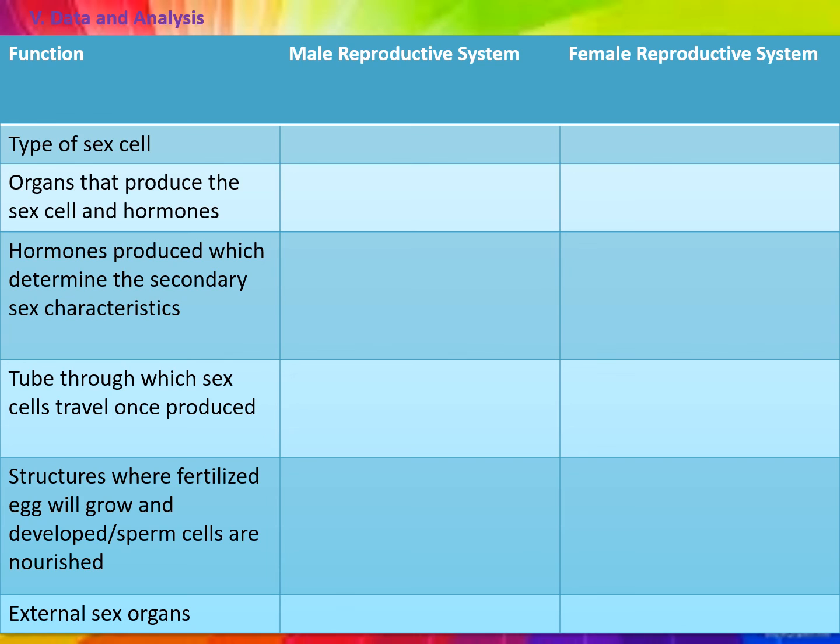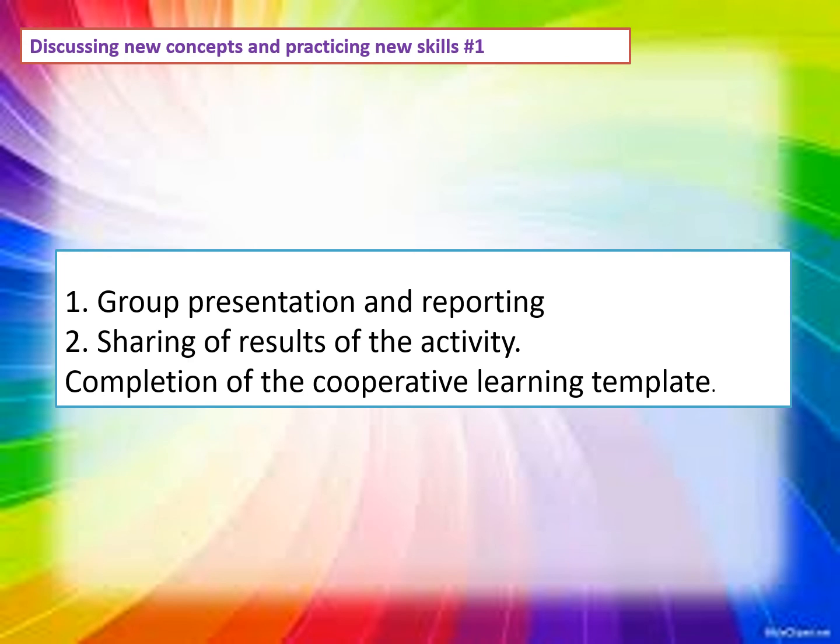Type of sex cell. Male and female reproductive system. Organs that produce the sex cells and hormones. Hormones produced which determine the secondary sex characteristics. Tube through which sex cells travel once produced. Structures where fertilized eggs will grow and develop. Where sperm cells are nourished. External sex organs.